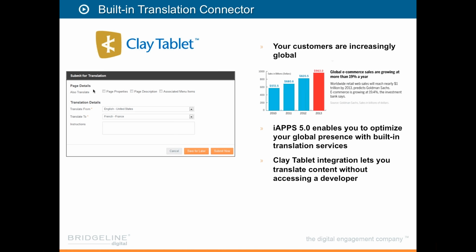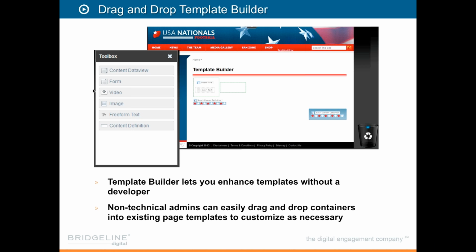Now, we also continue our enterprise agreements with some folks. We've had enterprise agreements with Akamai on the web acceleration, CDN side, but here we're adding another enterprise partner in Clay Tablet. As our customer base expands globally, iAPPS is growing with it. We have the capability now to plug into all of the top language translation services, all through iAPPS. So there's no need to leave the iAPPS administration.